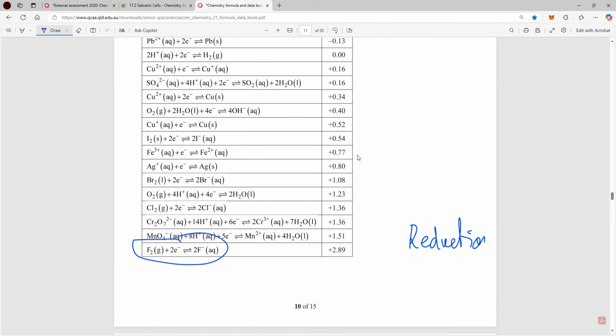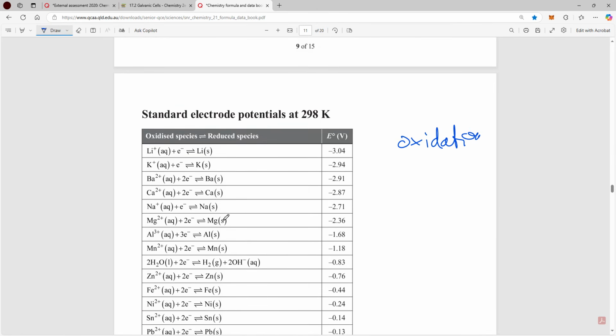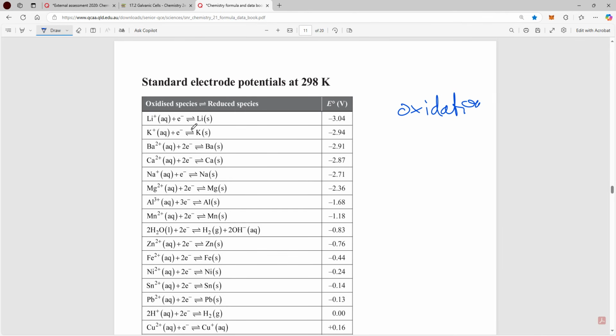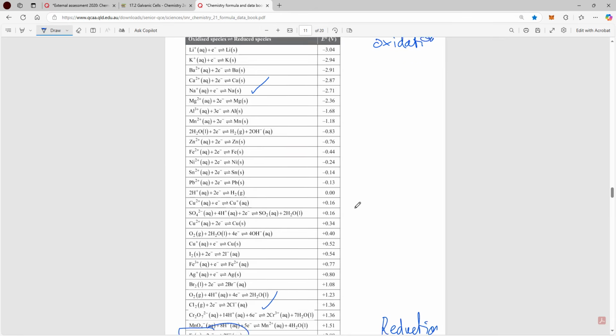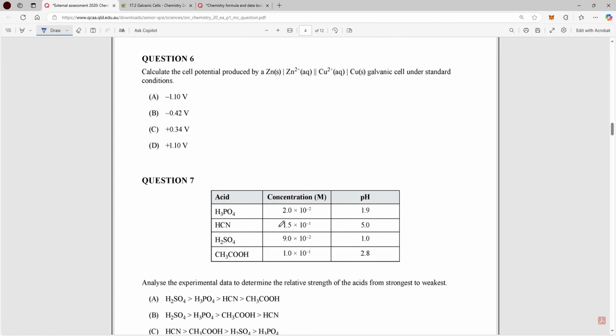Because we have fluorine on the bottom, the F. And you also have chlorine down here. Now, chlorine and fluorine are those things that just rip electrons off quite easily. And these ones here lose it, so like sodium here, etc. So straight away, the two ones we want to look at is zinc and copper.